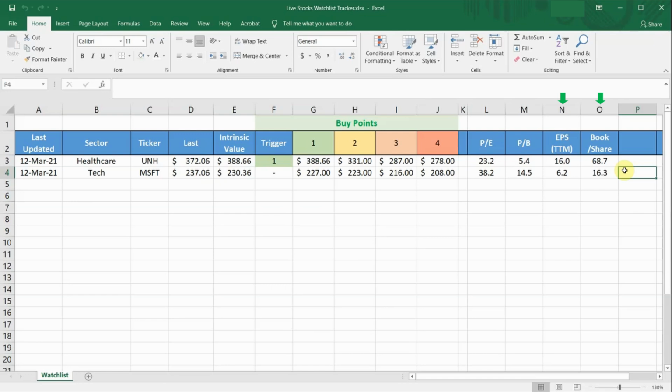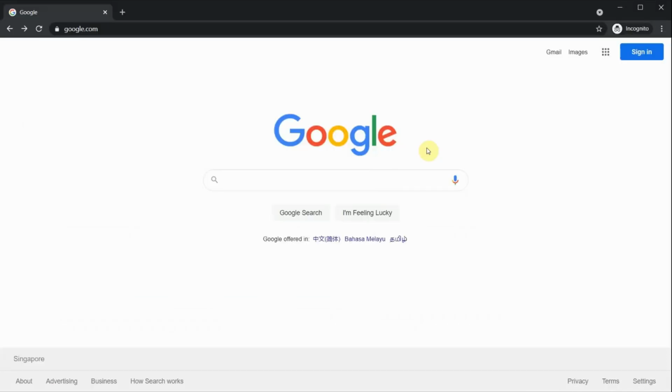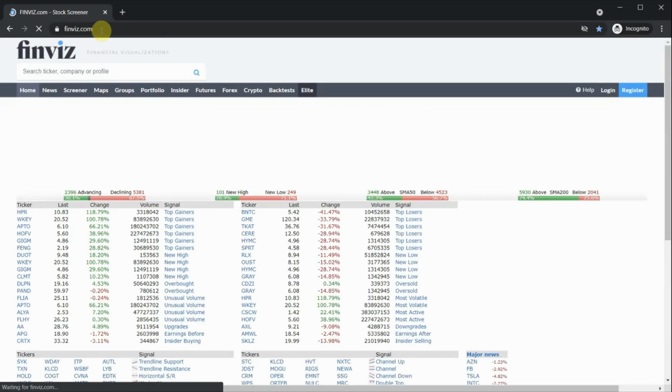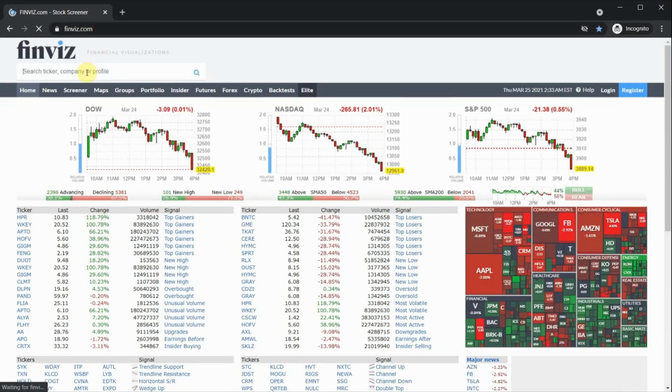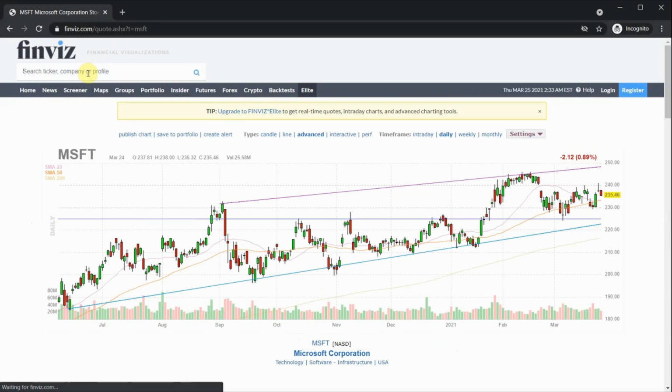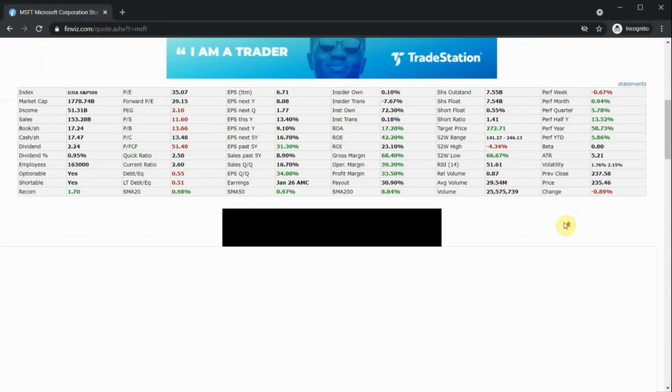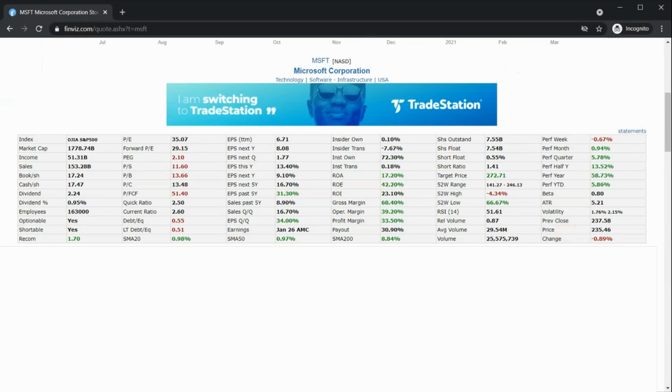You can find such financial information of the stock easily using websites like FinViz. So if you go to finviz.com, type in the ticker symbol, let's say it's Microsoft, MSFT, scroll all the way down, and you will see the entire table of the key ratios and financial information of Microsoft. So the EPS TTM can be found over here, and the book value per share can be found over here. If you're interested in other financial ratios, this website will definitely be very helpful because it has consolidated the key ratios all in one place.